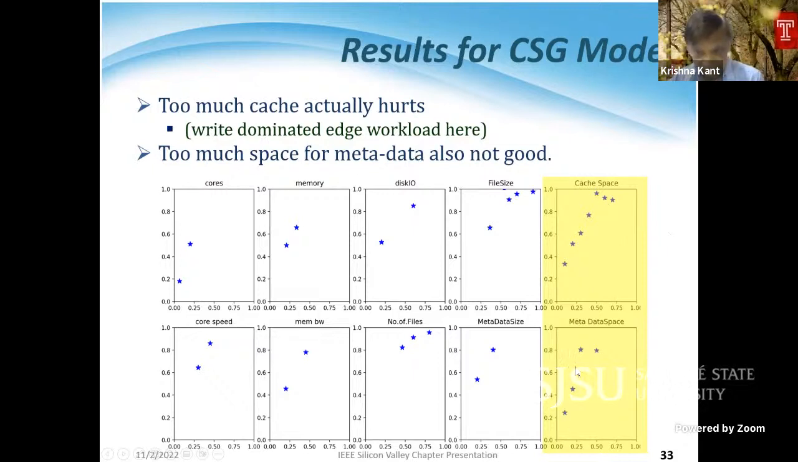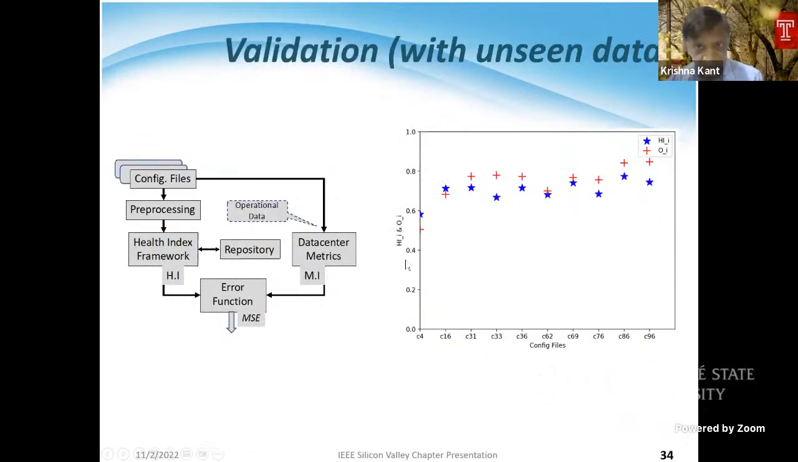And too much space for the metadata also hurts, because if you allocate too much space to the metadata, then you don't have enough space for the data, and therefore it hurts again. So these are very logical things that you would expect, and we get that by following this kind of a methodology. And we also have some validation that shows that our predictions correspond to the actual measurements.